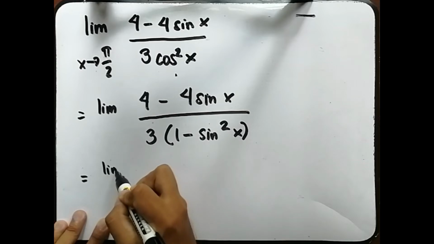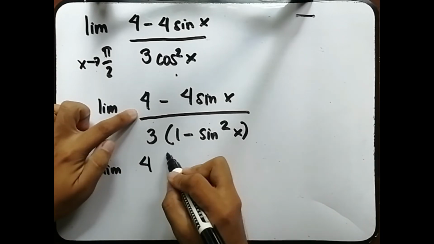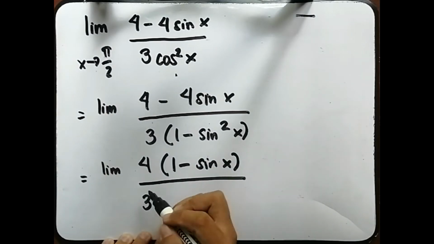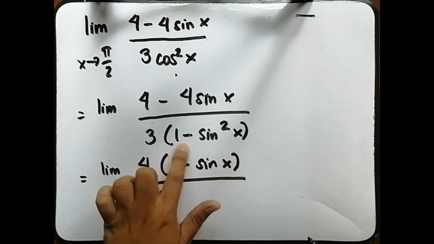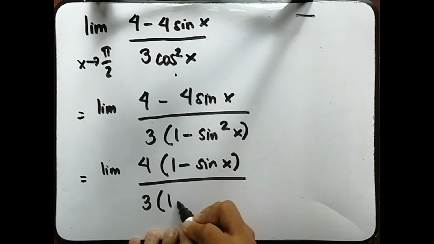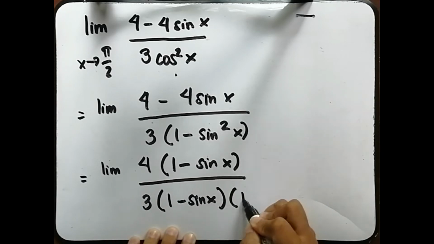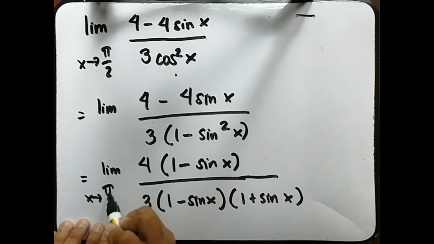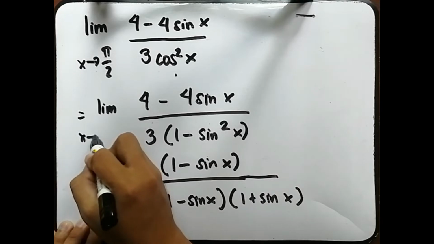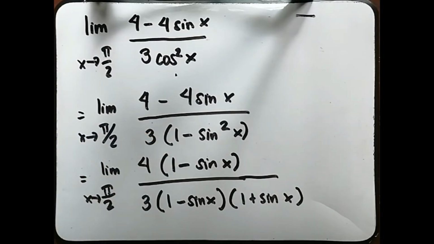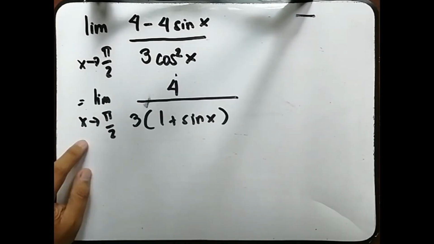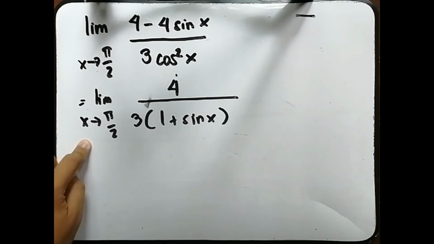We have the limit of, ilabas natin si 4 dito, 1 minus sine x divided by 3 times, ito, difference of two squares. So we have 1 minus sine x, 1 plus sine x, as x approaches pi over 2. So pwede na nating tanggalin to at ito, which leaves us with the limit of 4 over 3 times 1 plus sine x as x approaches pi over 2.